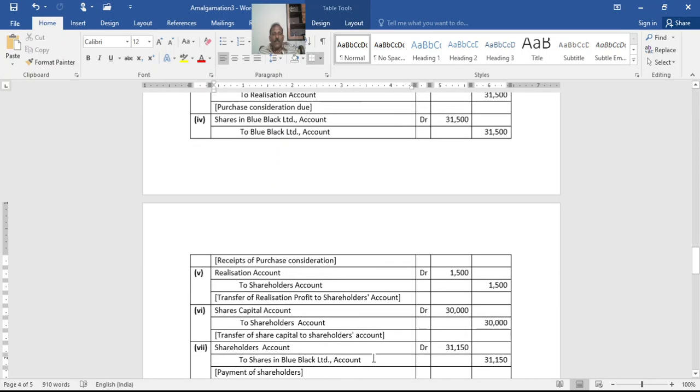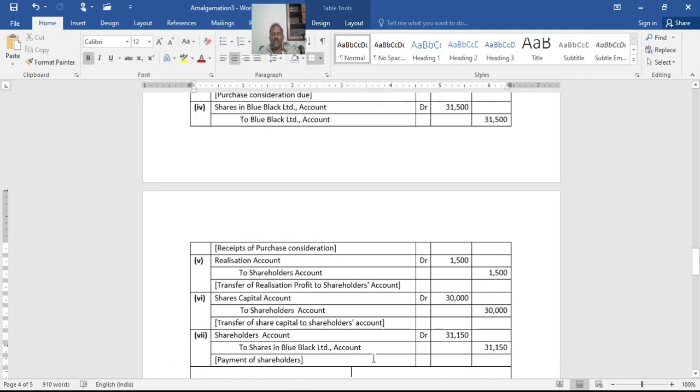Then when you close the realization account, you get a profit there, in the sense credit side of realization account exceeds the debit side. You see there 31,500 and 4,000, it is 35,500, whereas on the debit side total assets 34,000. Thereby you will get 1,500 difference on the debit side, means credit side exceeds the debit side, in the sense there is a profit. Hence the journal entry will be realization account debited to equity shareholders account.